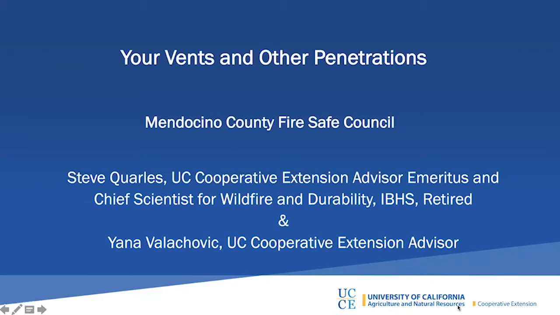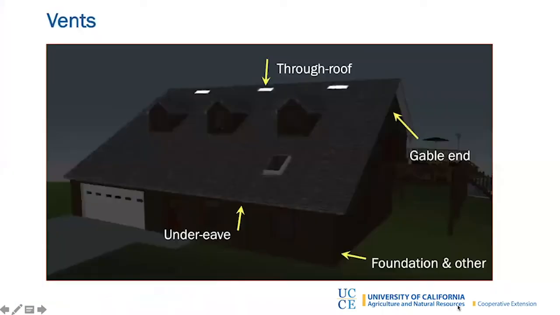We're here to talk to you about making your home better able to resist wildland fire. Today we're going to be talking about your vents and other penetrations. So this is a diagram of a house showing the number of places where you can have vents. So these are just the vent part.